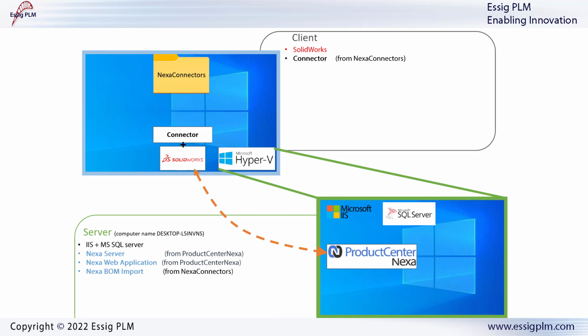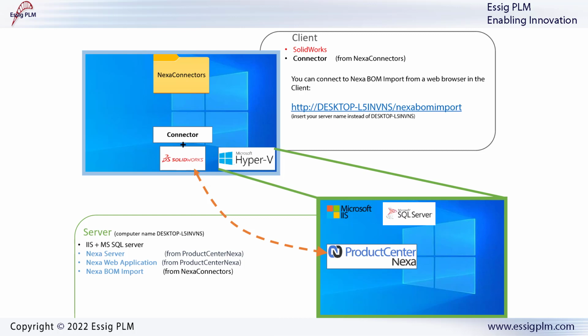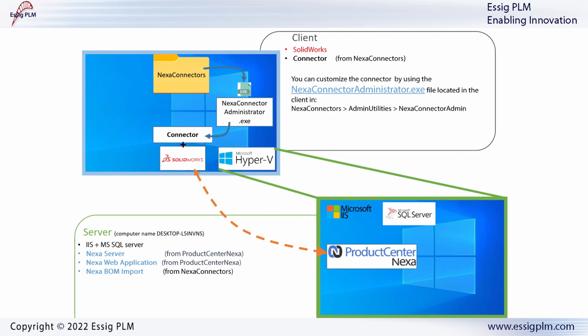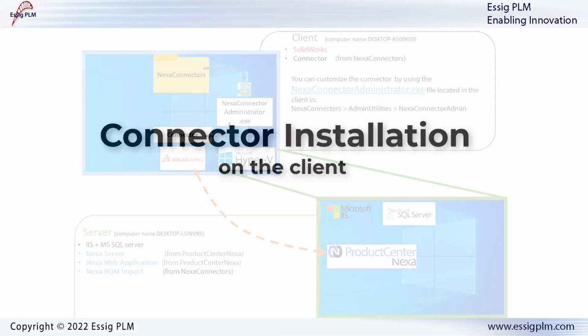It is possible to inject and retrieve assemblies and parts directly from Solidworks via the connector. We can use a web browser from any computer that can communicate with the server to access all the Nexa functionalities and the Nexa Bom Import Tool. If one wants to further customize the connector, it is possible to use the Nexa connector administrator present in the Nexa connectors folder that we downloaded on the client.